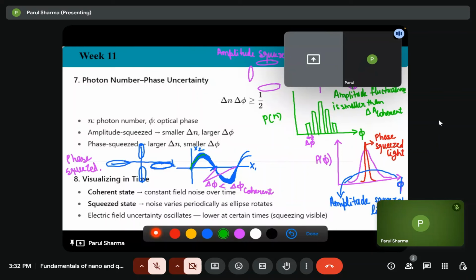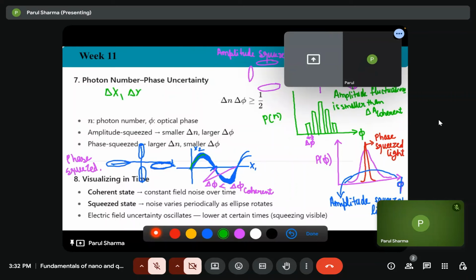So we saw that delta x1, delta x2 is greater than 1 by 4. Similarly, delta n delta phi is greater than 1 by 2, where n represents the photon number, and delta phi is the phase.